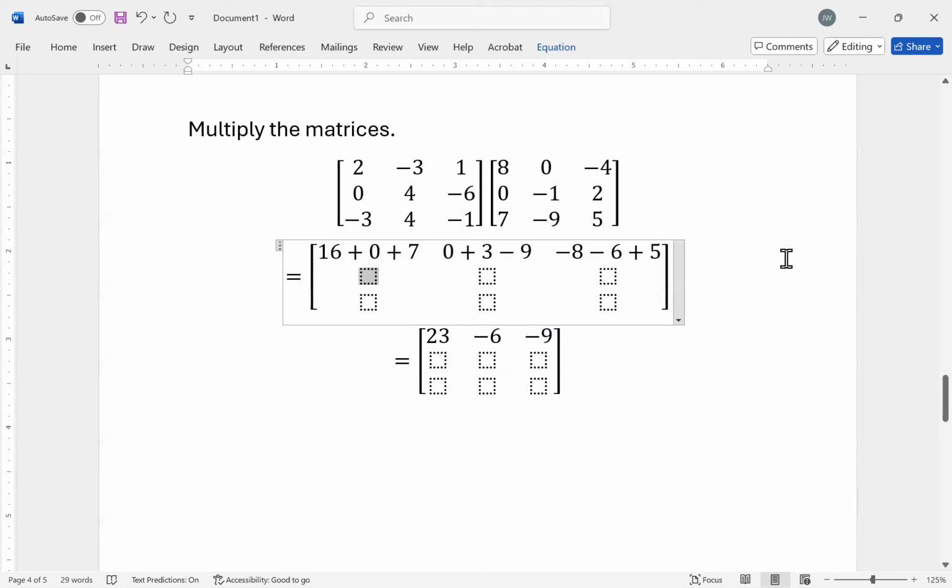Now we got to go to the second row. Second row times first column: second row of the first matrix times first column of the second matrix. So 0 times 8, 4 times 0, negative 6 times 7. So 0 plus 0 minus 42. That's obviously a negative 42.